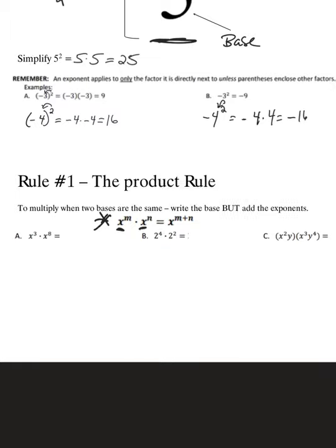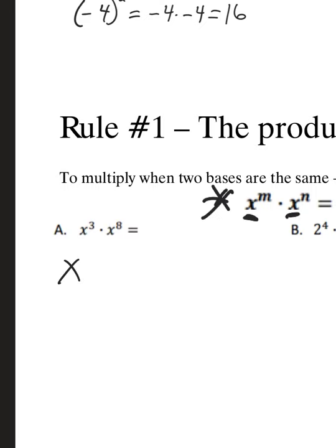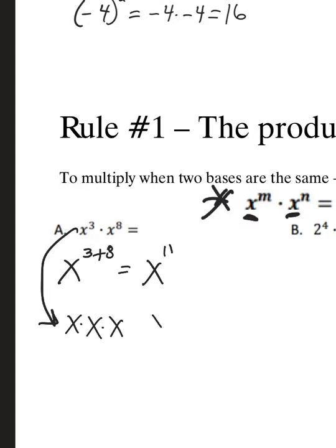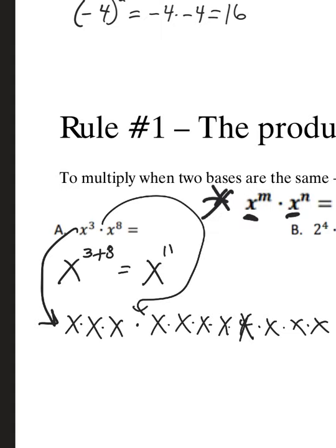So for A, I have x to the 3rd power times x to the 8th power. So I would simplify that by adding those exponents, and simplified that's x to the 11th power. Anytime you are not sure if this is something you want to believe, think about x cubed. That's x times itself 3 times. X to the 8th, same thing, but 8 times. If I were to put this multiplication symbol in here, you would notice that there's 11 x's.